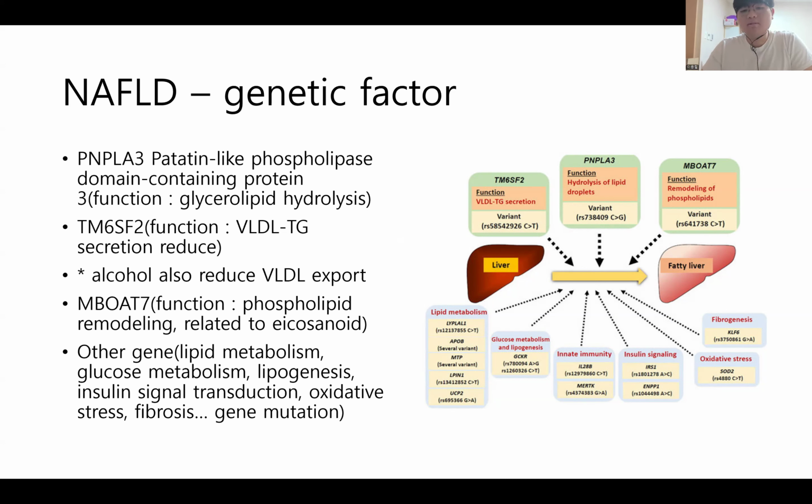MBOAT7 C2T mutation changes lysophosphatidylinositol acetyltransferase, which controls arachidonic acid to synthesize eicosanoid. Prostaglandin is a kind of eicosanoid. So when this gene is mutated, blood lysophosphatidylinositol increases and acts as a ligand for GPR55, a kind of GPCR, and further signal transduction promotes liver fibrosis and fat synthesis. Other genes are involved in fat metabolism, such as glucokinase regulator, and insulin signal transduction.